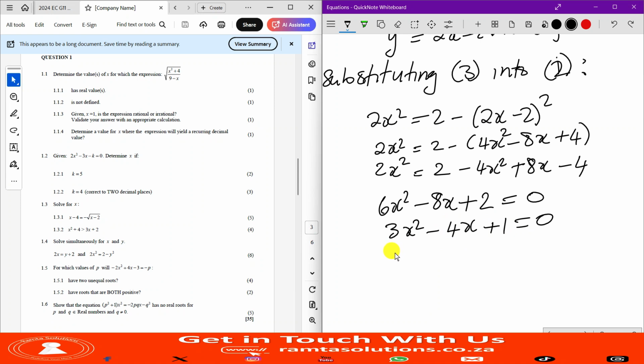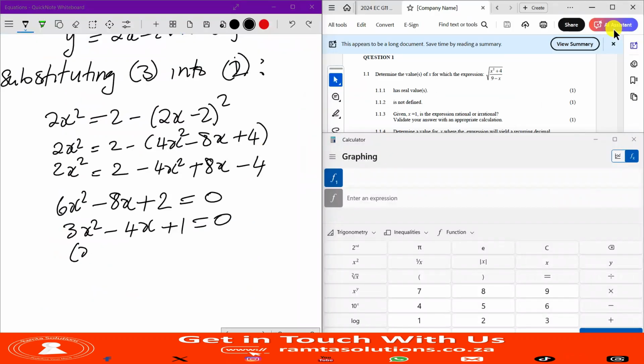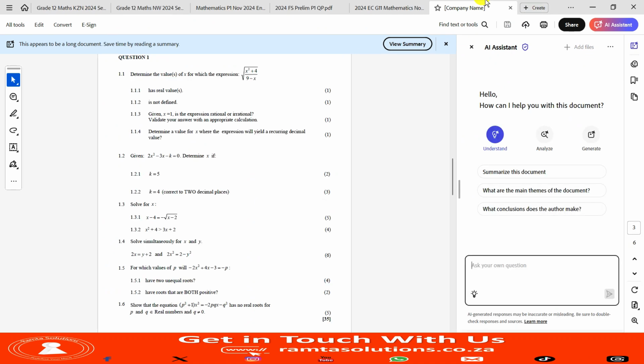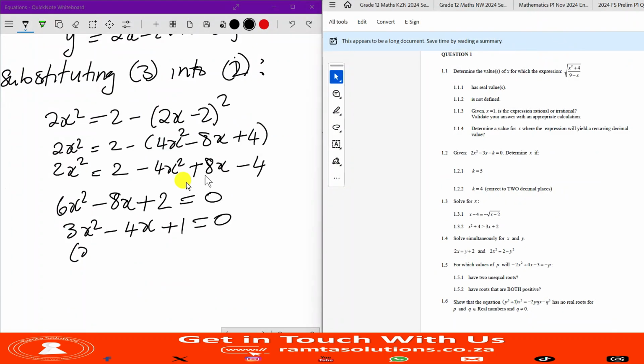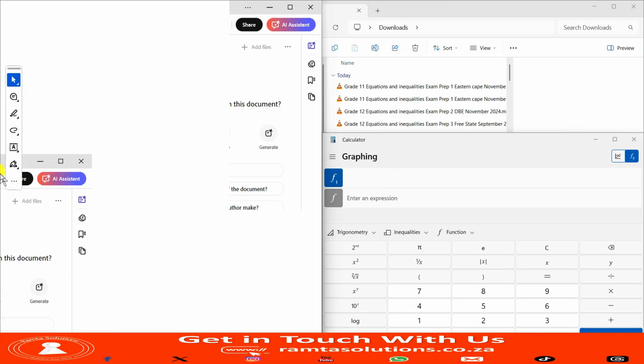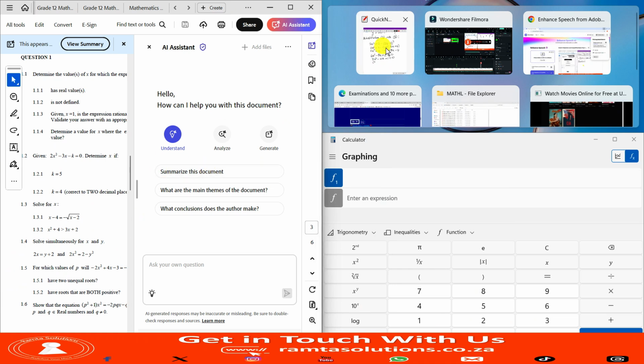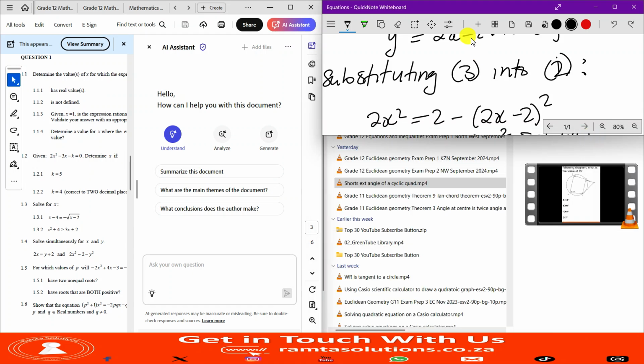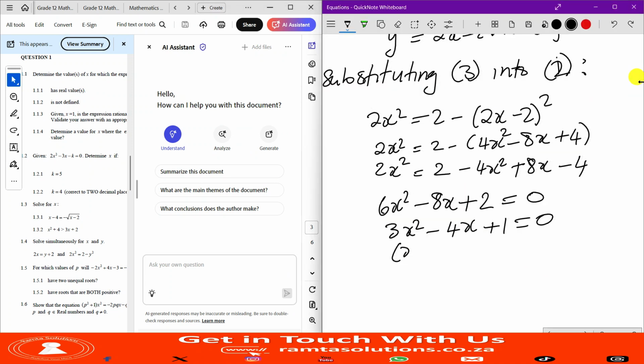Is this easy to factorize? I think so. Okay, so this is easy to factorize.